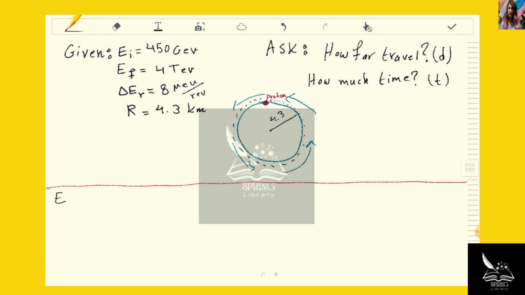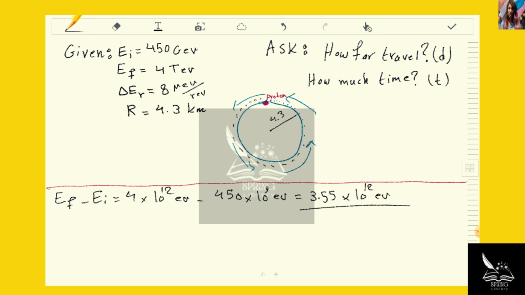So we know what is the final energy and we know the initial energy. And if we deduct these two, 4 times 10 to the 12 electron volt minus 450 times 10 to the 9 electron volt equals to 3.55 times 10 to the 12 electron volts. This will give us the total energy gain.